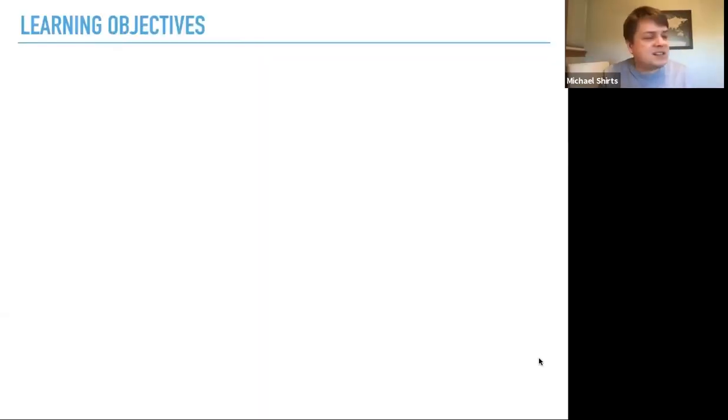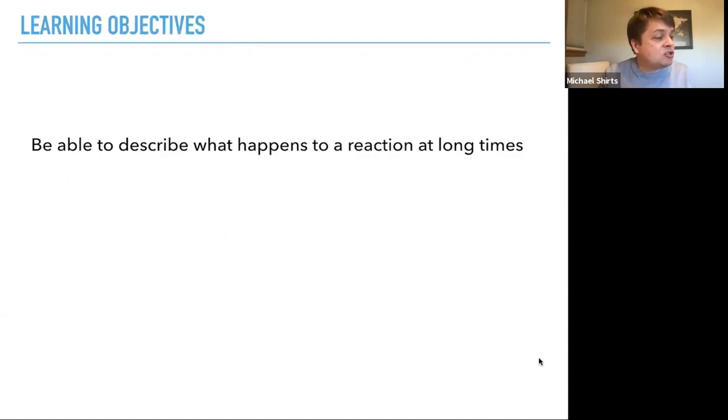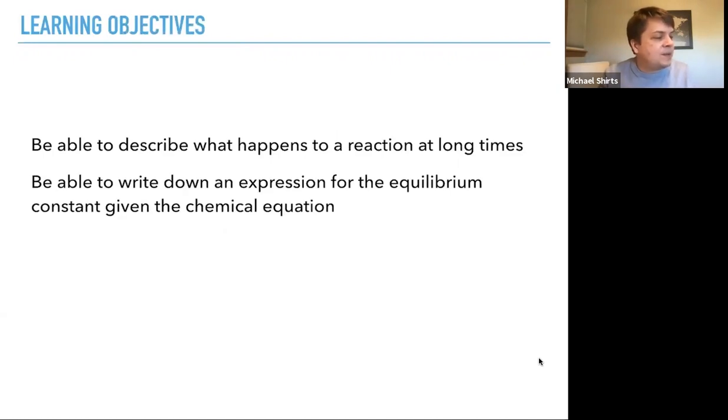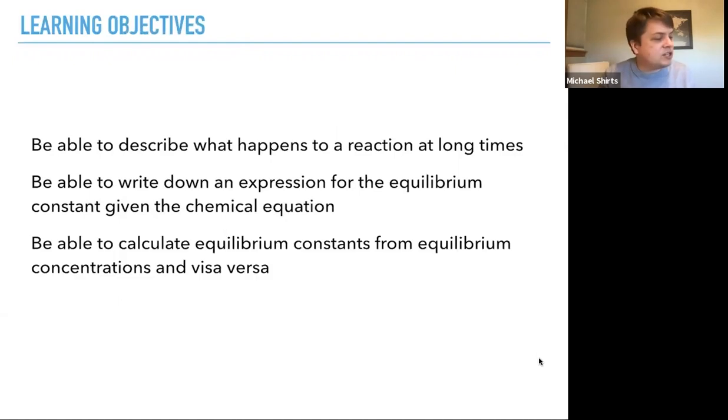The learning objectives in this segment: we're going to be able to describe what happens to a reaction at long times once it reaches equilibrium, and we'll define that a little more carefully. Be able to write down an expression for the chemical equilibrium constant given the chemical equation, and be able to calculate equilibrium constants from equilibrium concentrations and vice versa.